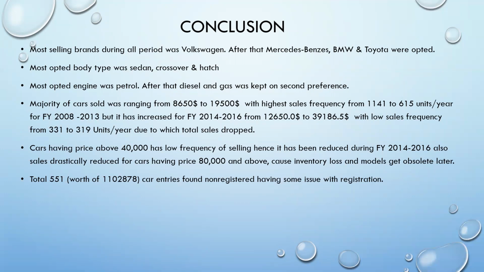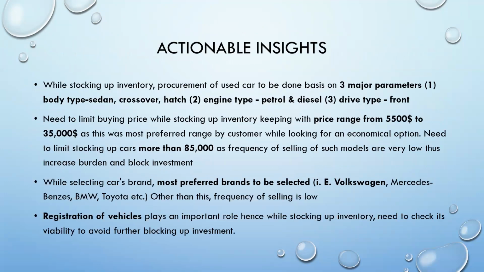Those entries are 551. Actionable insights: while stocking up inventory, procurement of used cars should be done based on three major parameters. The combination of these three major parameters are body type, engine type, and drive type. So, sedan, crossover, and hatch. Then in engine type, petrol, diesel, and drive type front to be preferred. So the combination can be put in priority while stocking up inventory.